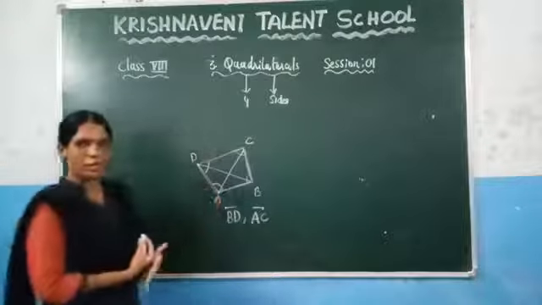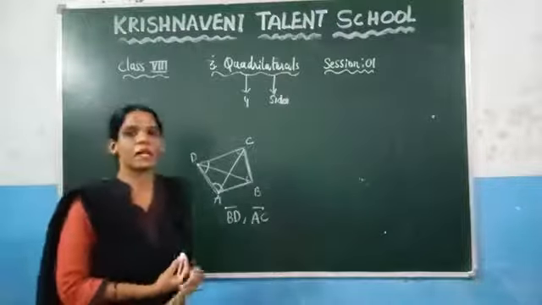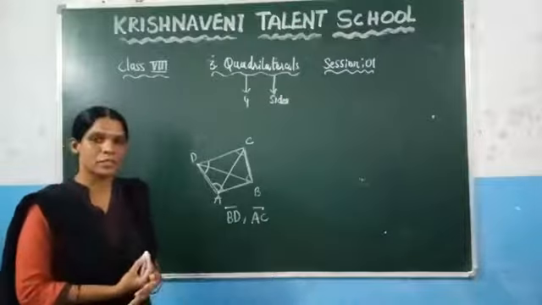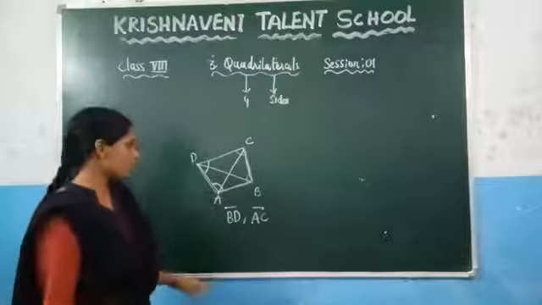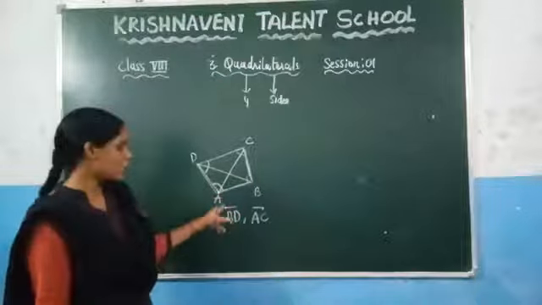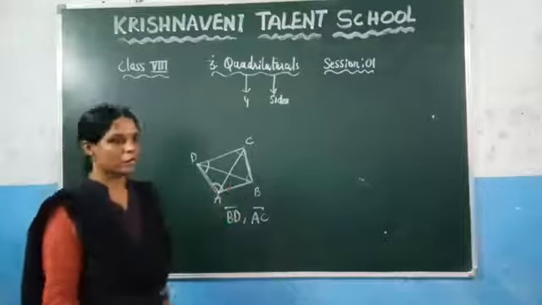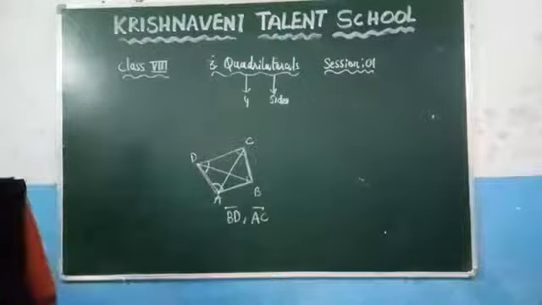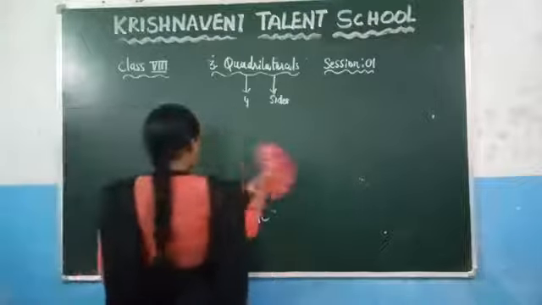This is about the quadrilateral. So what is meant by a quadrilateral? A closed figure that consists of 4 sides, we call it a quadrilateral. In a quadrilateral there will be 4 angles, 4 sides and 2 diagonals. Now see about the sum of the angles of the quadrilateral.